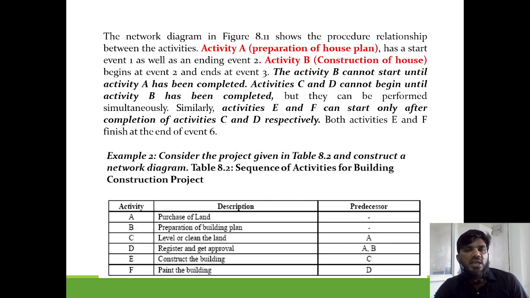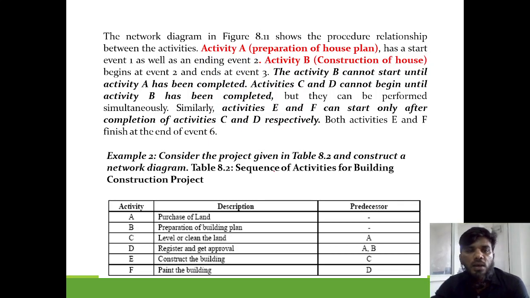Means once B has started, they will automatically start. Similarly, activity E and F can only start after the completion of C and D respectively. Both E and F finish at the event end 6. Both will end at event 6. So considering the project given in the table, construct the network diagram. Okay, we have constructed the network diagram. Next is table 8.2, sequence of activities for a building. What are the sequences we generally follow.